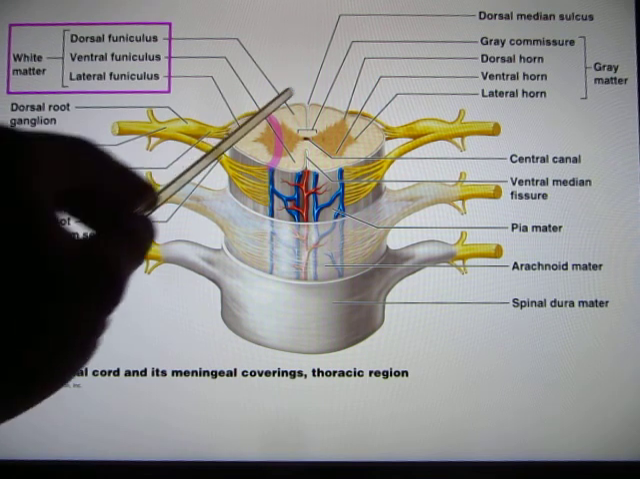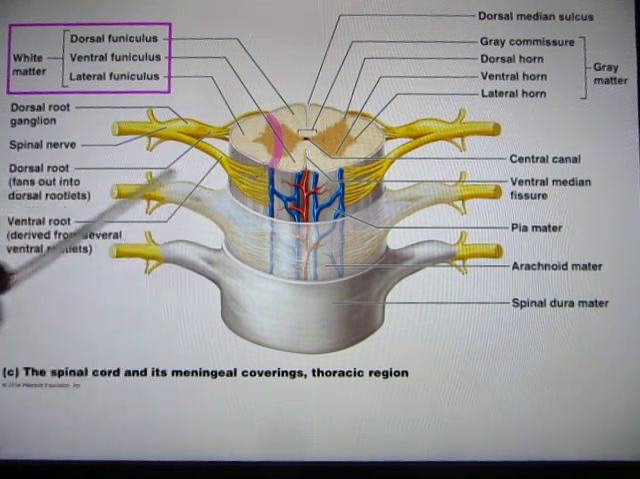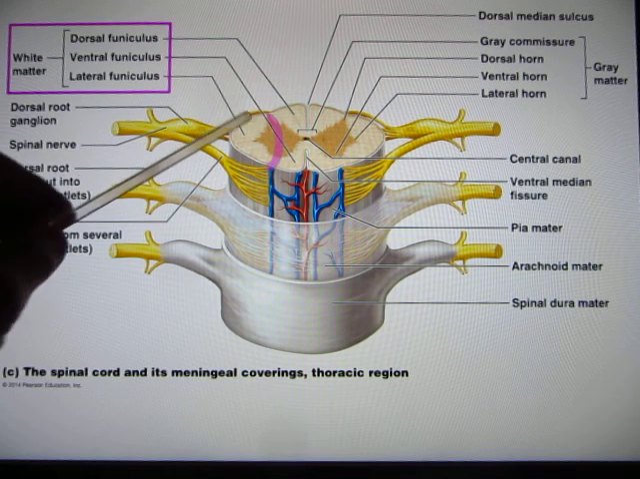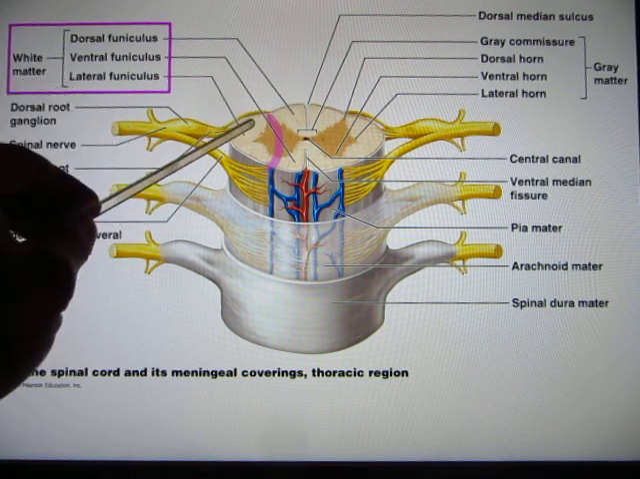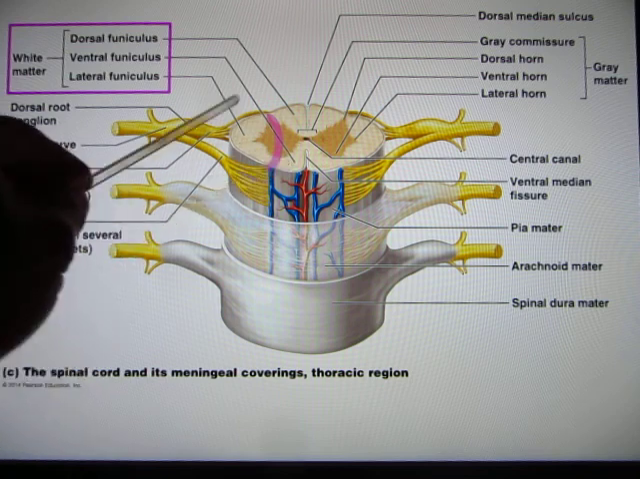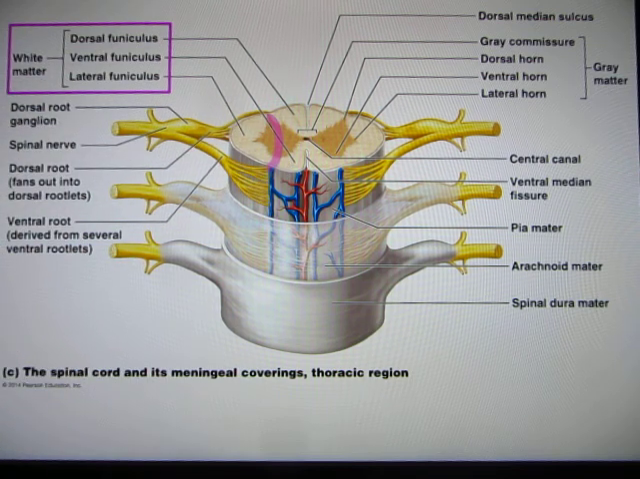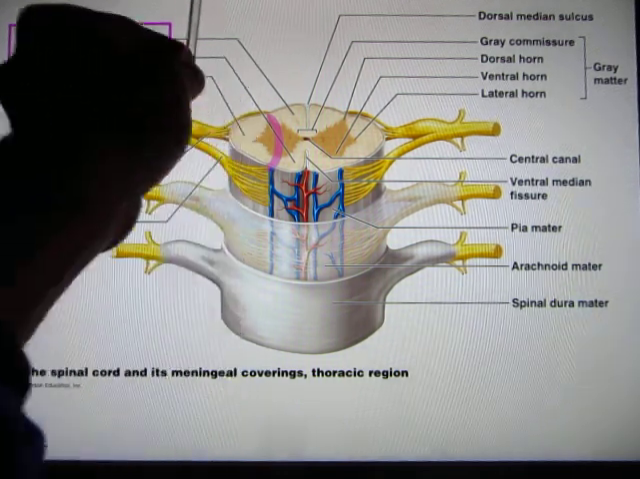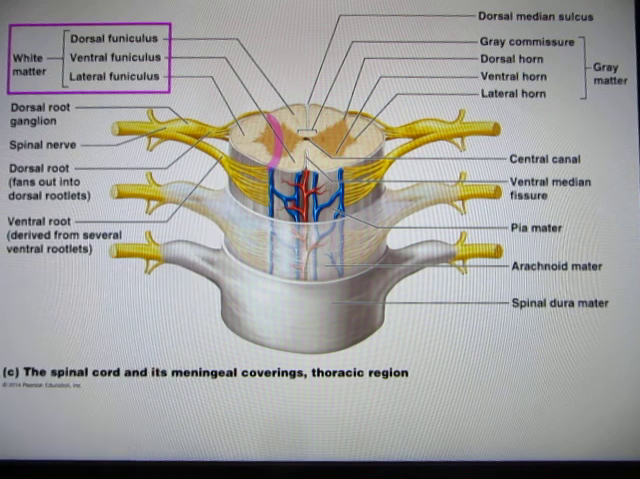And now let's look at the white part. The white part is called the funiculus. Funiculi, plural. Funiculus is singular. You have the dorsal funiculus, ventral, and lateral funiculus. And these are the white parts, so they are the white matter, they are myelinated axons. So their job is to send information up to the brain and send the information down.